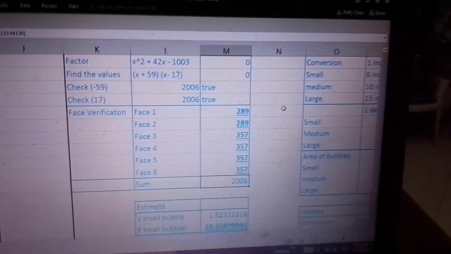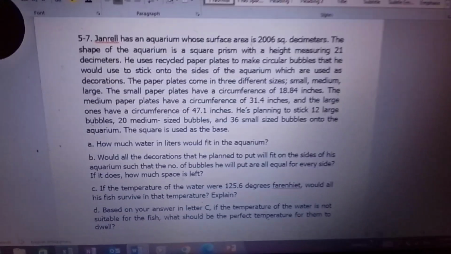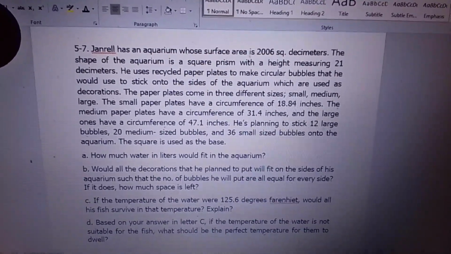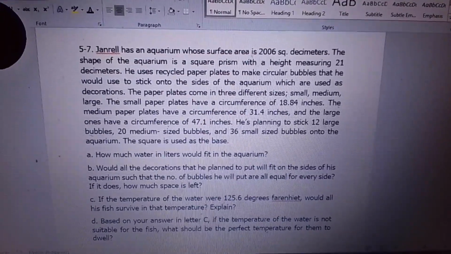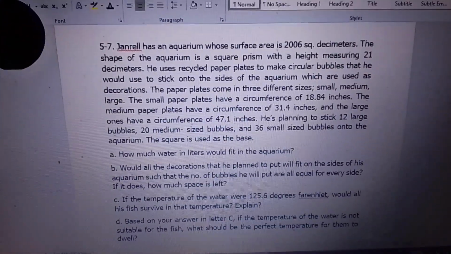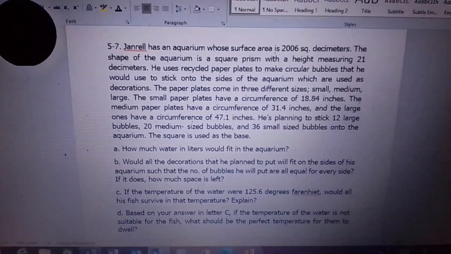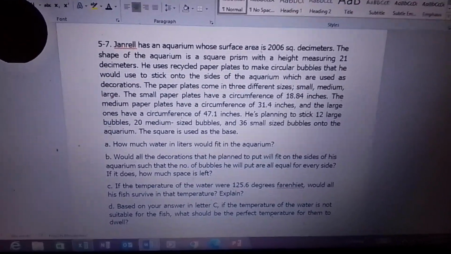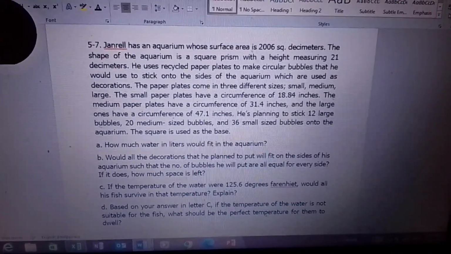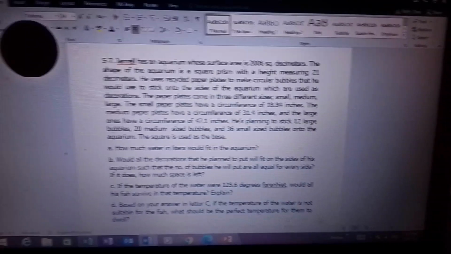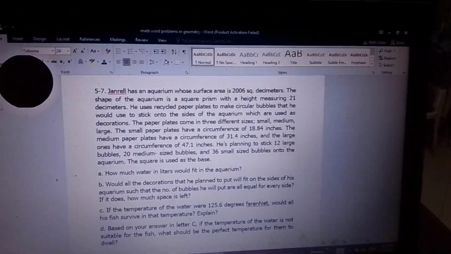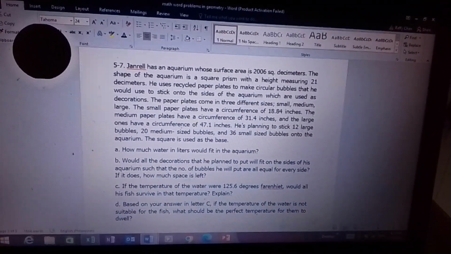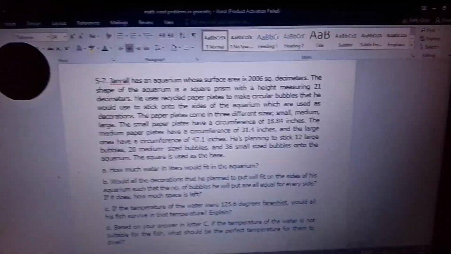Now, this is the plan. Remember, the problem says we need to put three different sizes of bubbles onto each side of the aquarium, except for the... So we need to determine how many there will be. The small paper plates have a circumference of 18.84 inches. This is a bit tricky, because we do not know the area of the circle. We need to determine the area of the circle so that we can stick them onto the aquarium.